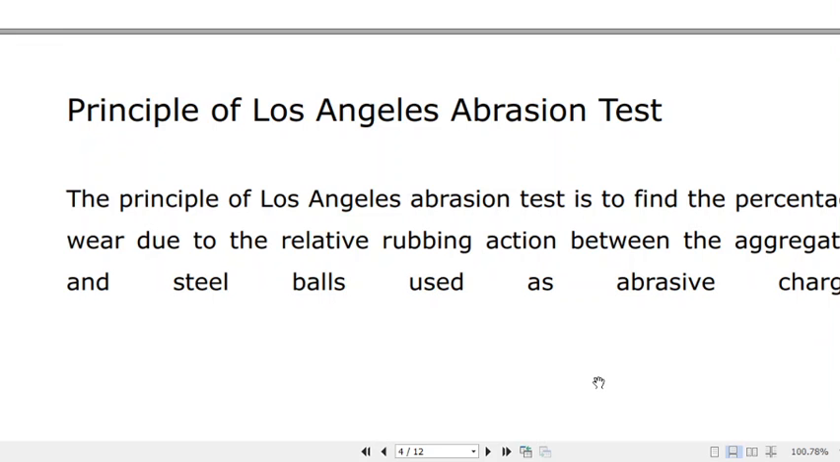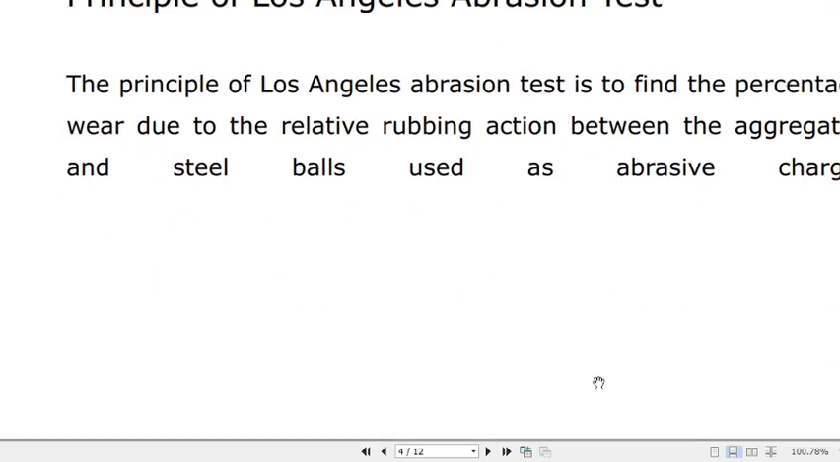Then the machine starts revolving. Whenever it revolves, there is contact between the abrasive charges and the aggregate, and for this reason some abrasion takes place. This is the basic principle of the abrasion test.